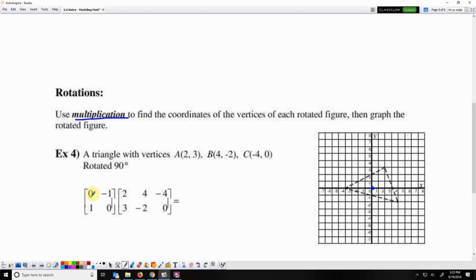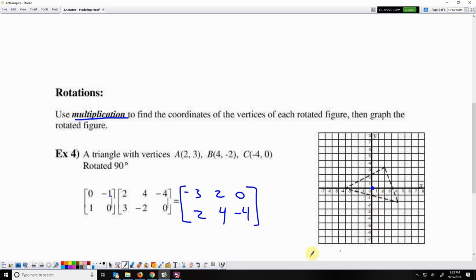So first row by the first column is 0, minus 3. First row by the second column is 0, plus 2. And first row by the third column is 0, plus 0. Then the second row by the first column, 2 plus 0. For second row, second column, 4 plus 0. And second row, third column, negative 4 plus 0. So those are our new coordinates.